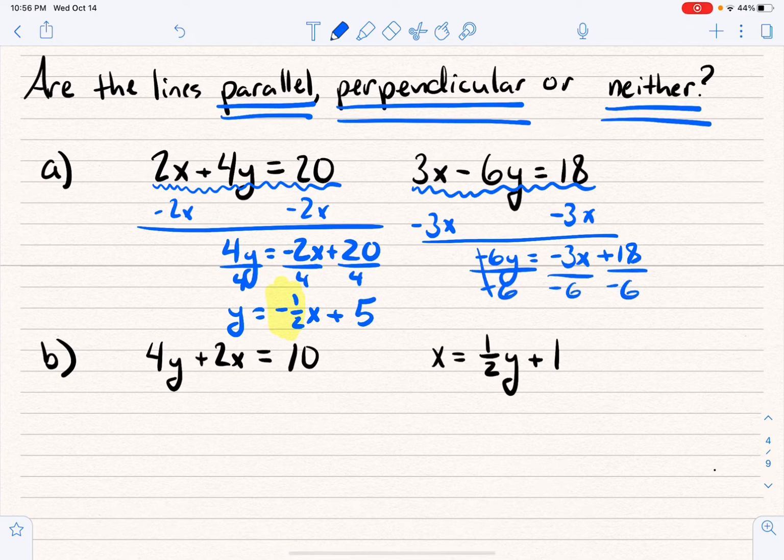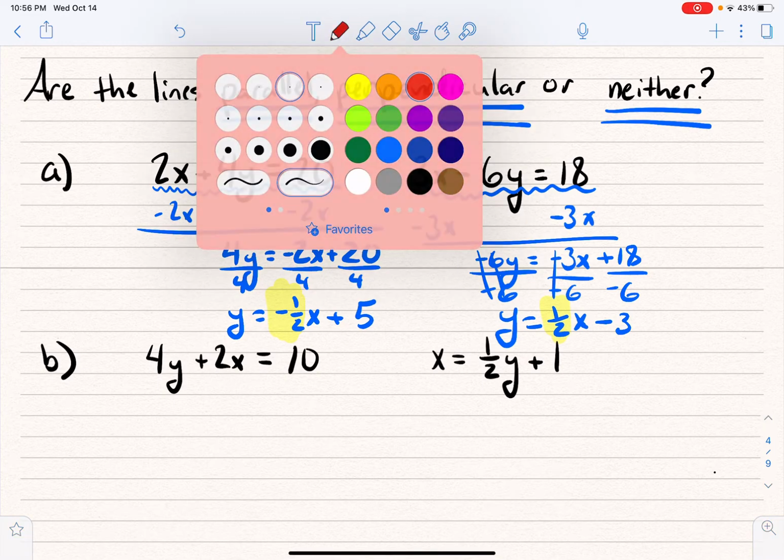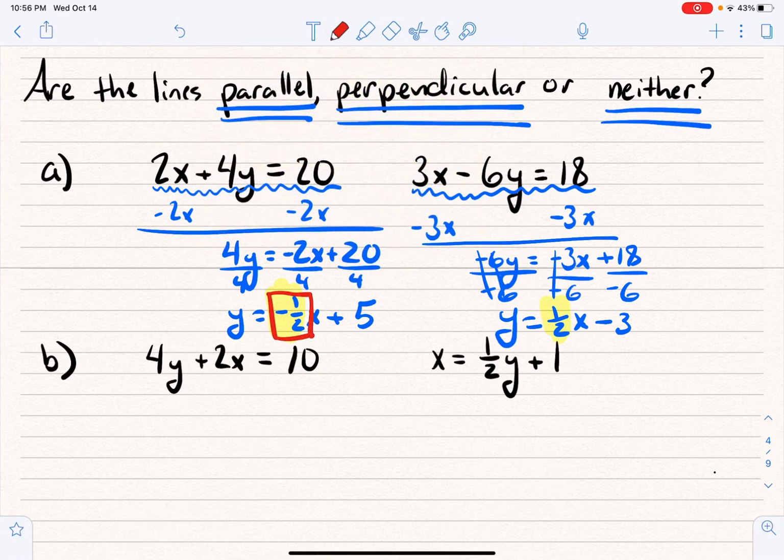When I do that, the negatives and the 6's cancel out, so I get y is equal to 3 over 6 is 1/2 x, and 18 divided by negative 6 would be negative 3. So the slope of this one is positive 1/2. The slope of the first one was negative 1/2. The slope of the second one is positive 1/2.